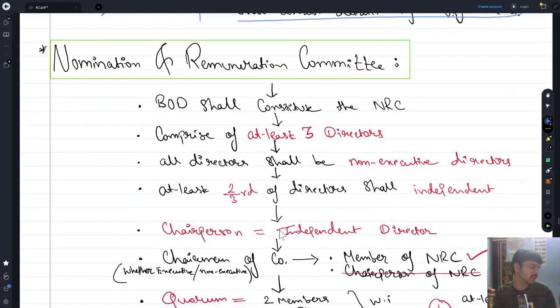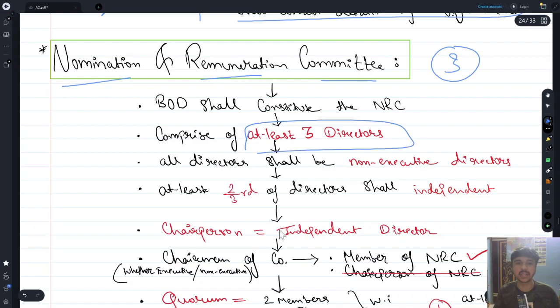Now comes the nomination and remuneration committee. What is the nomination and remuneration committee? How many words? Nomination and remuneration committee, 3 words. So it will have at least 3 directors, right? What will the nomination and remuneration committee do? Firstly, it will be constituted by the board of directors. As the name suggests, they will recruit people.